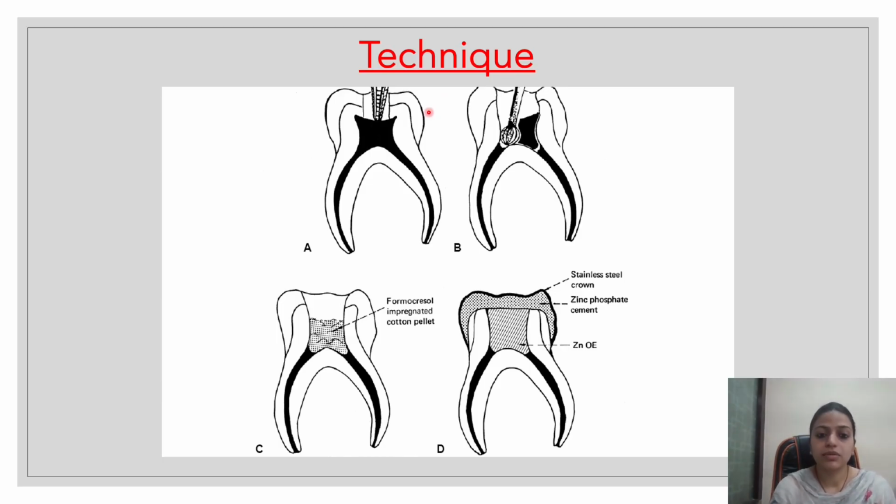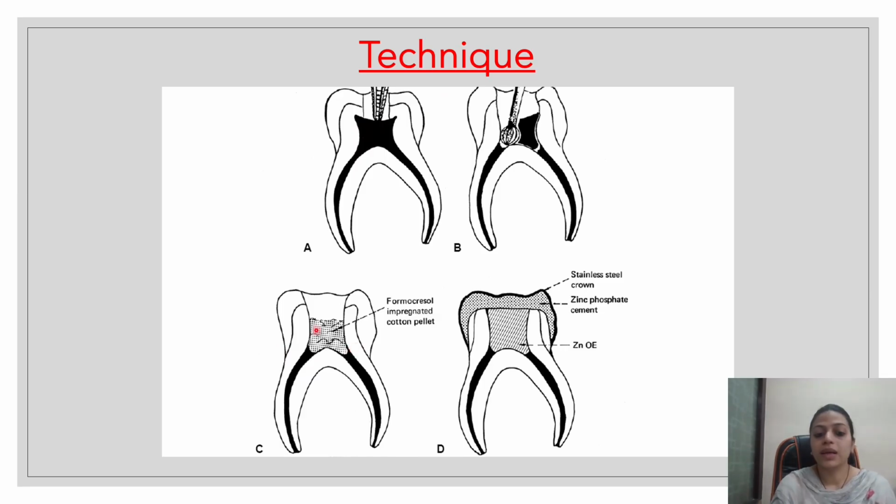So we use LA, put the rubber dam, then we use a number 4 or number 8 bur at a very slow speed to remove all the carious dentine which is there. If possible, you have to remove all the carious dentine before exposing the pulp, and then place a number 330 bur in high speed to gain access into the pulp chamber. Once you enter into the pulp chamber, you have to remove the entire coronal pulp, that is the pulp present in the crown portion, and leave behind the remaining vital pulp in the radicular portion, that is the root portion.